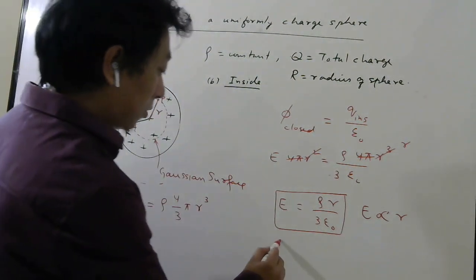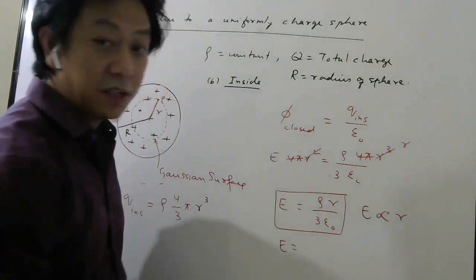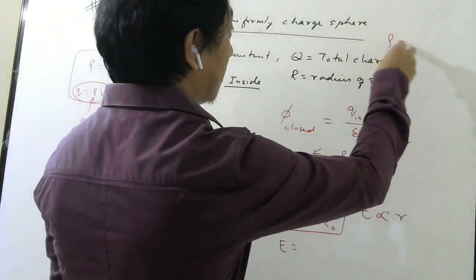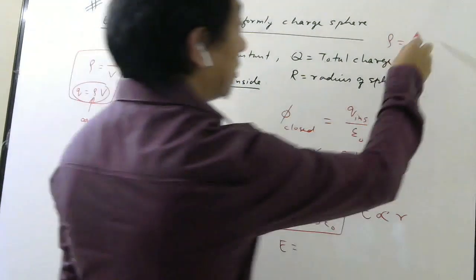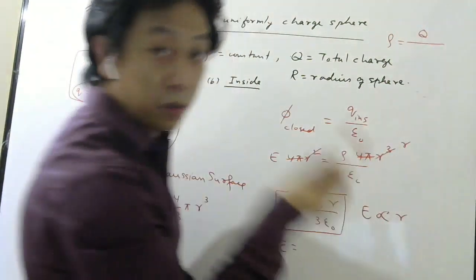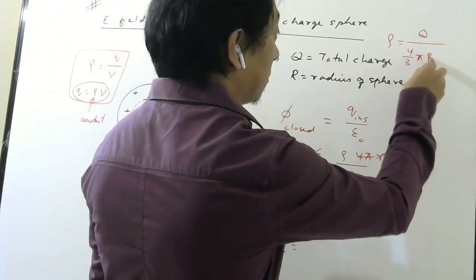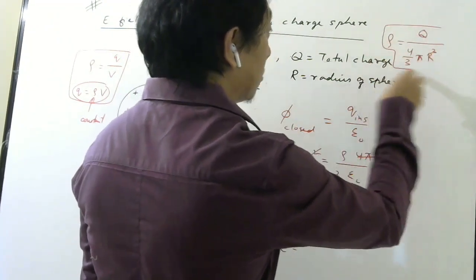Also, if you want to write this in terms of total charge, then we can write, because density, this is charge density. Charge density means if you take total charge, you have to divide by total volume. Total volume will be 4 by 3 pi R cube. Right, so this also we can use.